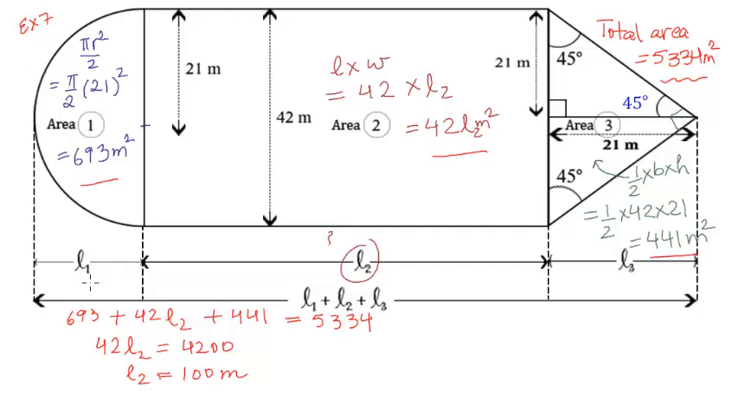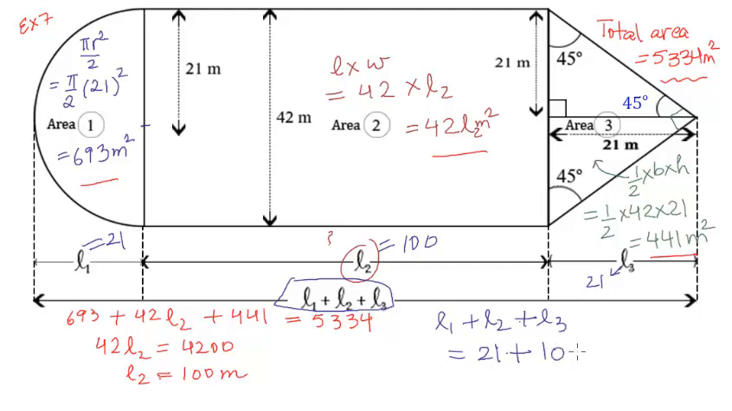In this question, we are required to find the total length, that is L1 plus L2 plus L3. We already know L1 is 21 meters. L2 we just found, 100 meters, and L3 is 21 meters. Now all we have to do is find the sum of these three lengths, which will be 21 plus 100 plus 21, so it will be 142 meters. That's the total length of the barge waterplane area.